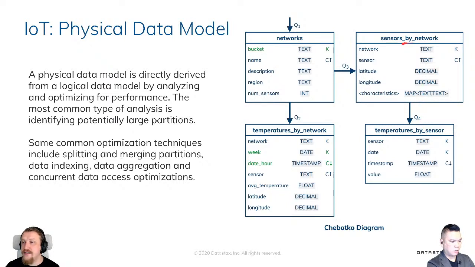So I will have partition limited by date and sensor ID. And with the sensors by network, that looks exactly as we expected. So network partition key will be text, ID or name. Sensor name or ID will be text again. It will be clustering column. Then latitude and longitude will be decimals. And characteristics is a map of key value text. So I can set a lot of different values with text key and text value inside the characteristics map.